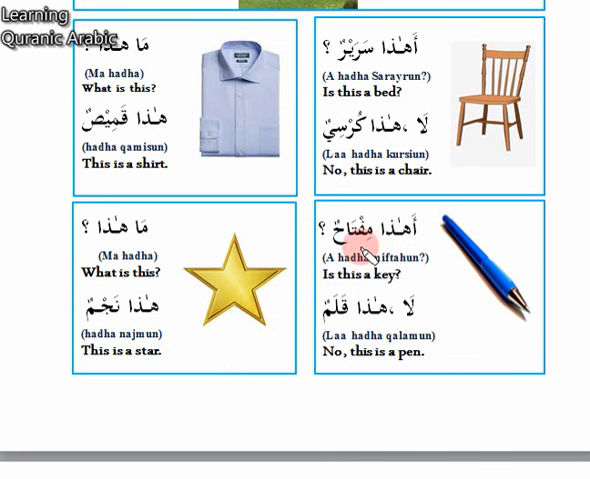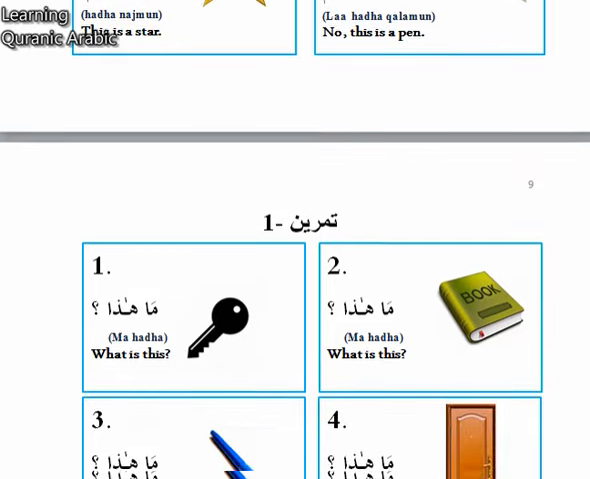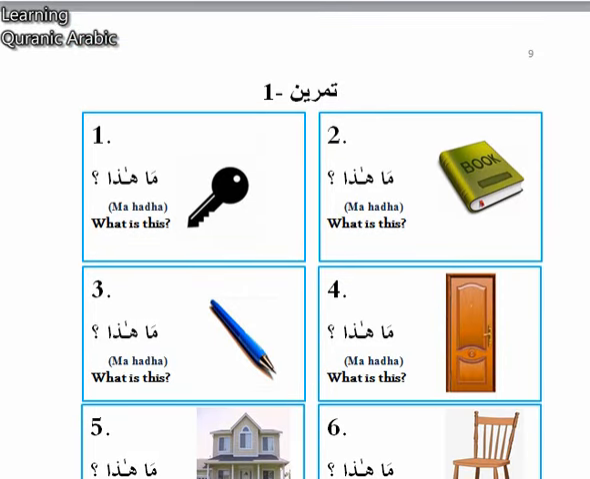Here we go. أهذا مفتاح. Is this a key? لا. هذا قلم. No, this is a pen. Yeah. So let's do the exercise now.